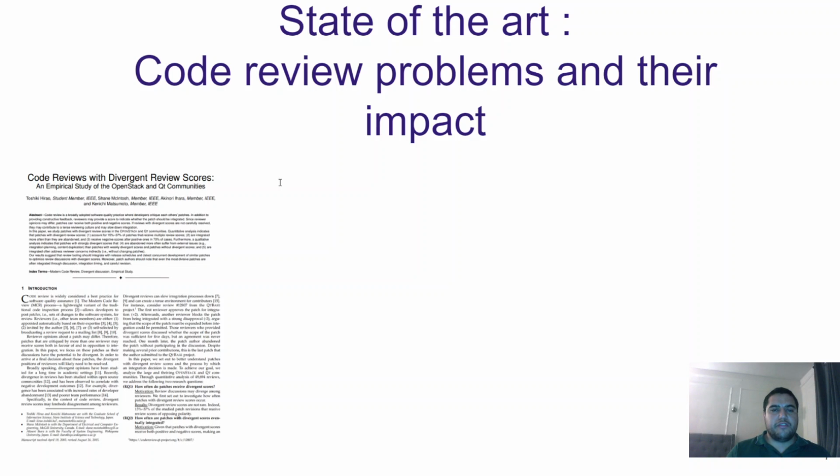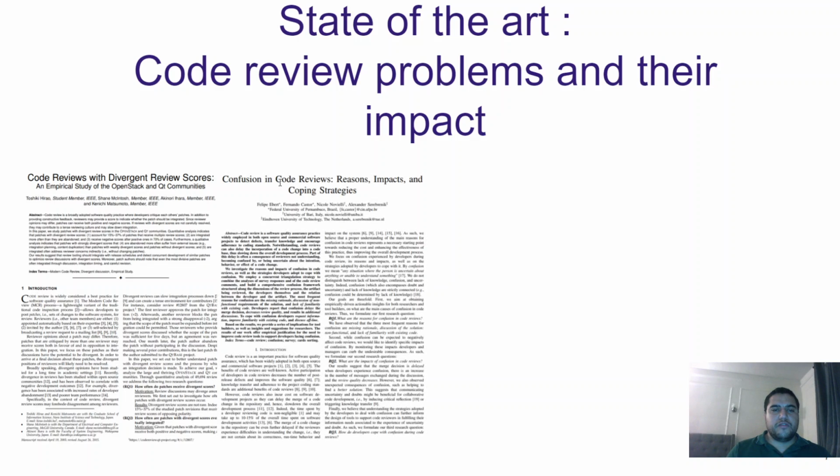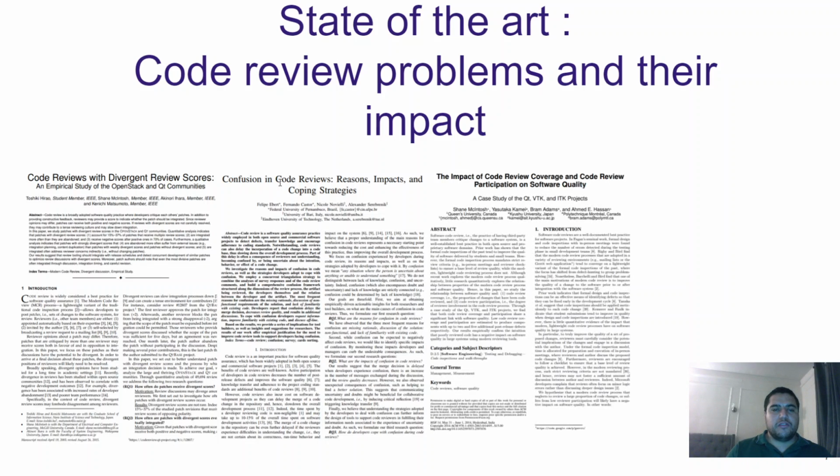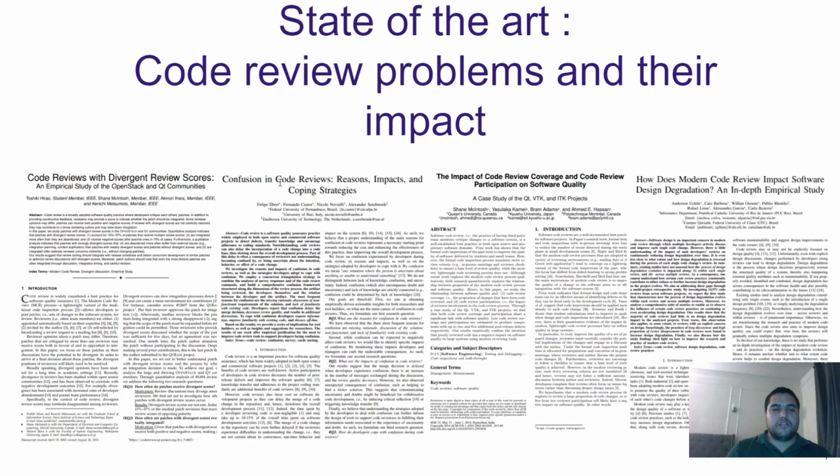Several studies reported problems in modern code review. Hirao et al. studied divergent review scores in OpenStack and Qt and showed that between 15% and 37% of patches receive divergent code reviews. Also, confusion in code review has been studied by Ebert et al., and they found that it can lead to slow integration and degradation in the review quality. McIntosh et al. showed that review coverage and participation impact the number of post-release defects. Finally, Uchôa et al. showed that reviews with long discussions and high disagreement lead to design degradation.